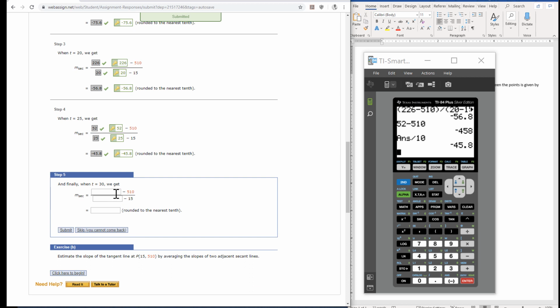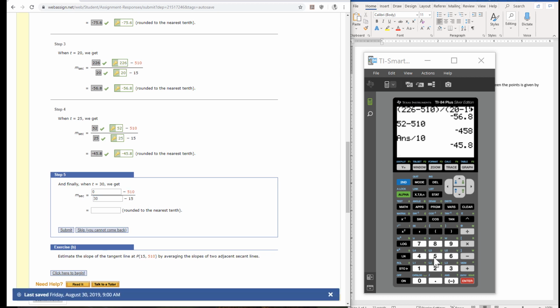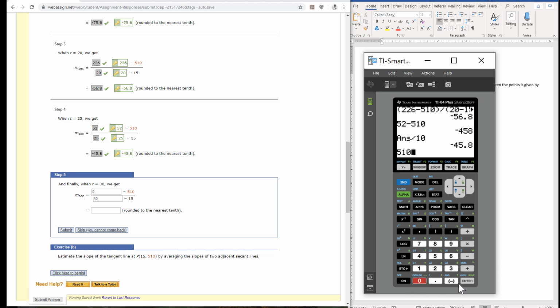And then we have one more. I think this is just going to be 0, and this is 30. And so that's negative 510. Oops. Let's try that again. So it's negative 510. We have our graphing calculator. You have to type it in as you see it, which is different from the scientific calculator. So 510 divided by, and this would be 15. And that's negative 34.